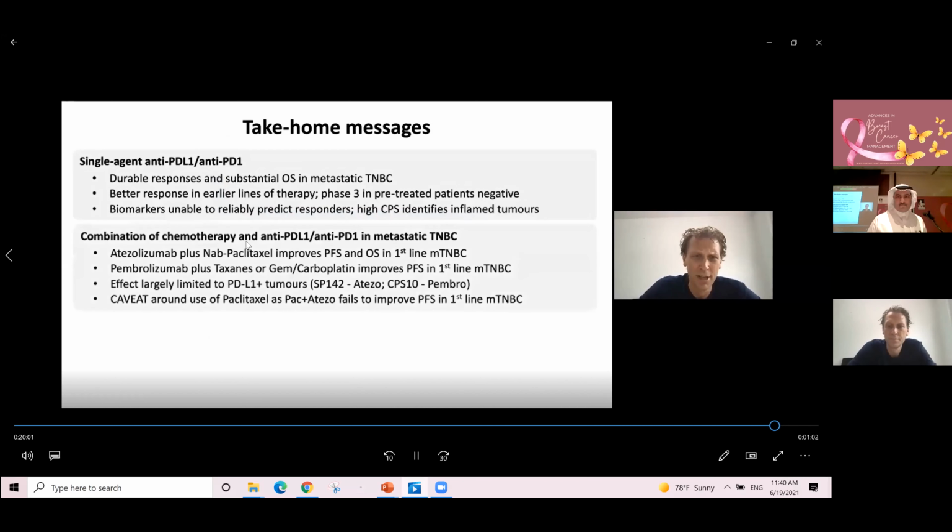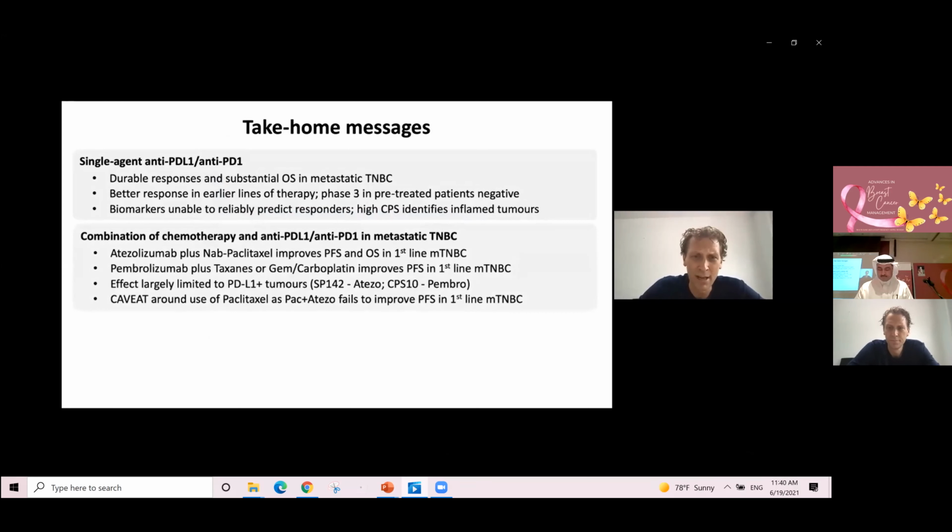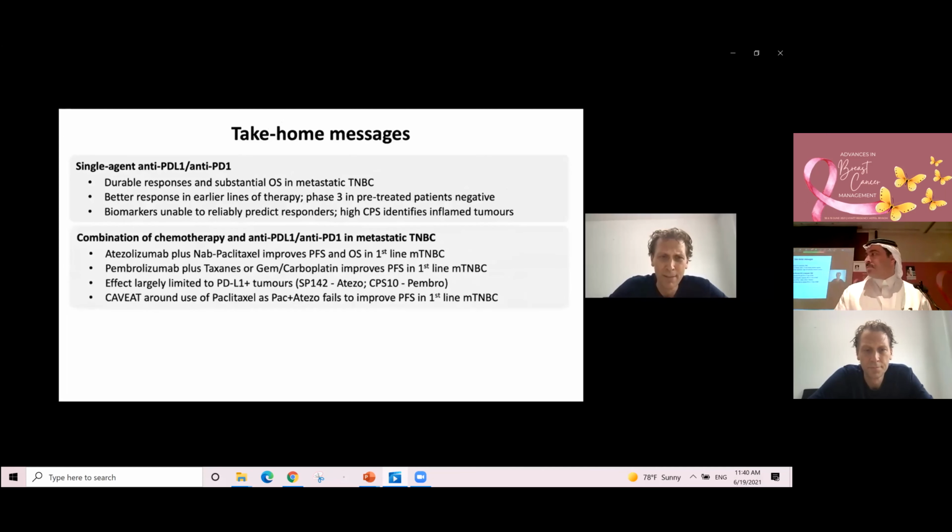The standard of care is now a combination of chemotherapy and checkpoint inhibitors targeting PD-1 and PD-L1. Atezolizumab and nab-paclitaxel have improved PFS and overall survival in the first-line setting. Pembrolizumab plus taxanes or gem-carbo has improved PFS. In the first-line setting, we're still waiting for the OS data.